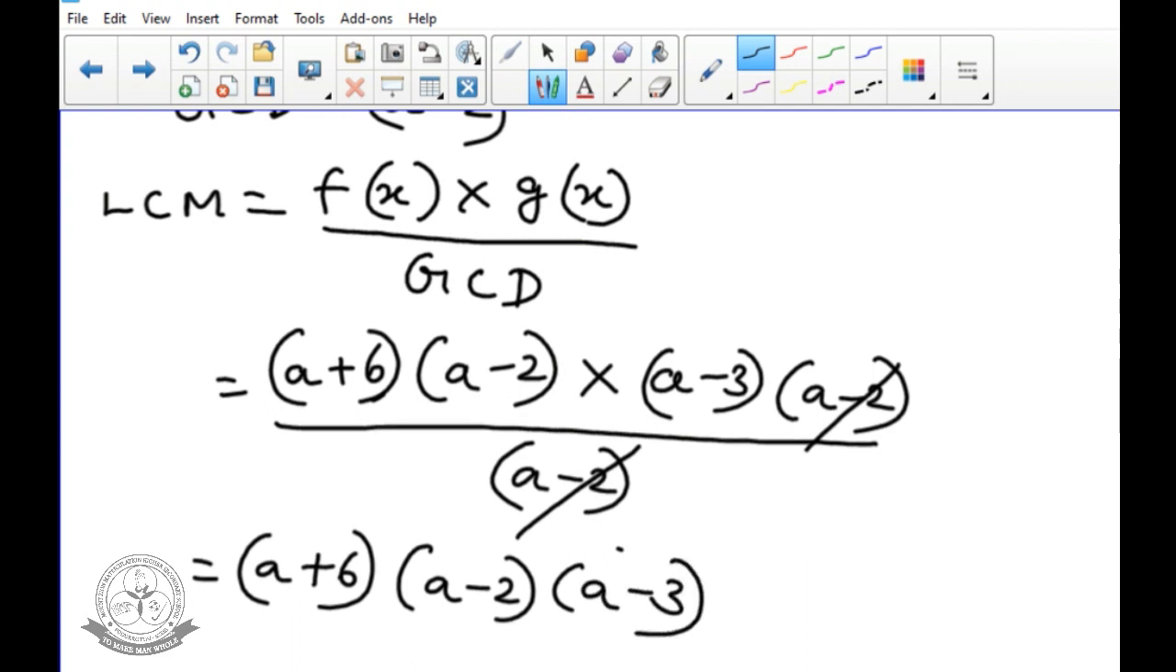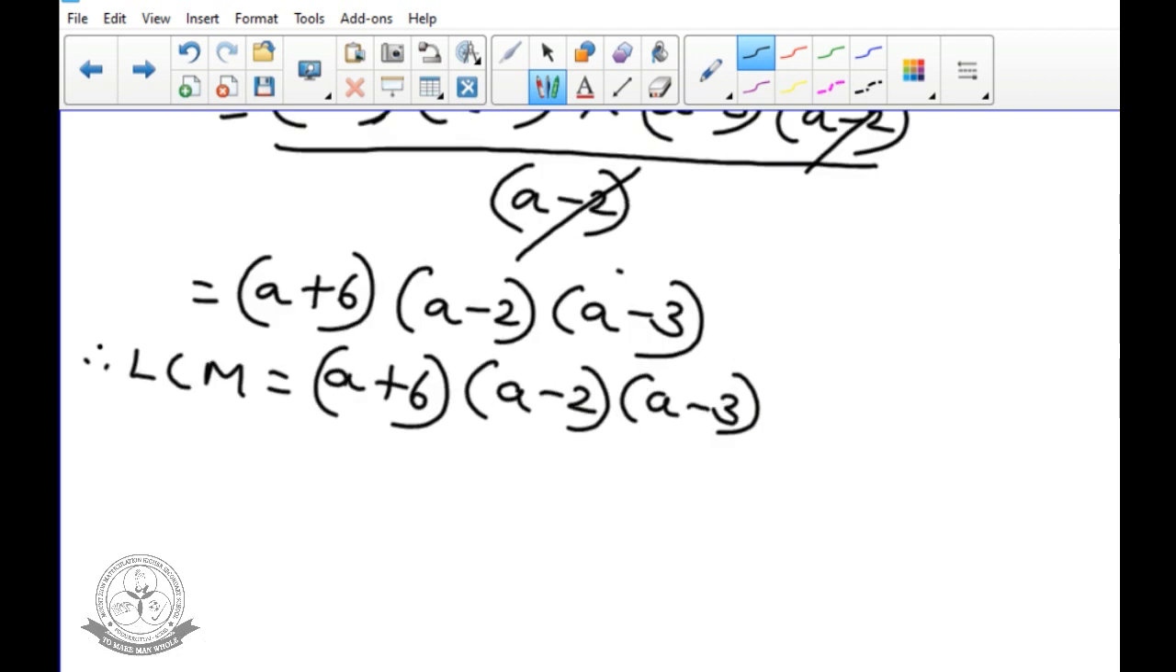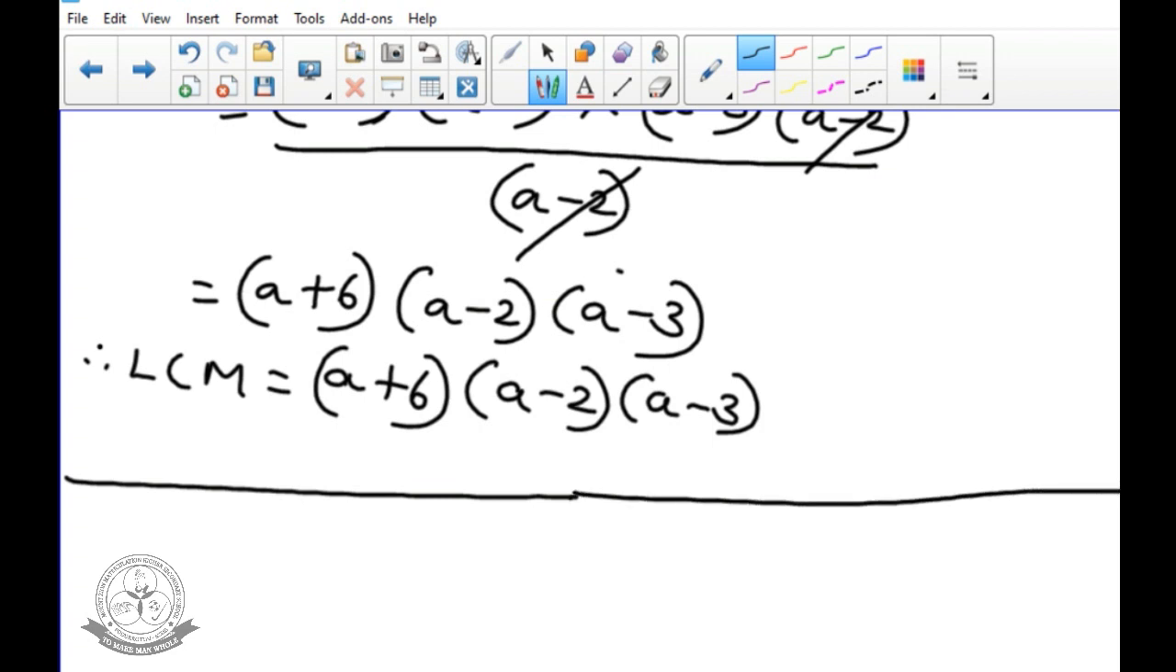This is LCM. Therefore, LCM equals a plus 6 into a minus 2 into a minus 3. This is our LCM. Okay, that's all. This is very easy. We have to first assume f of x and g of x, then use the formula and get the answer of LCM.